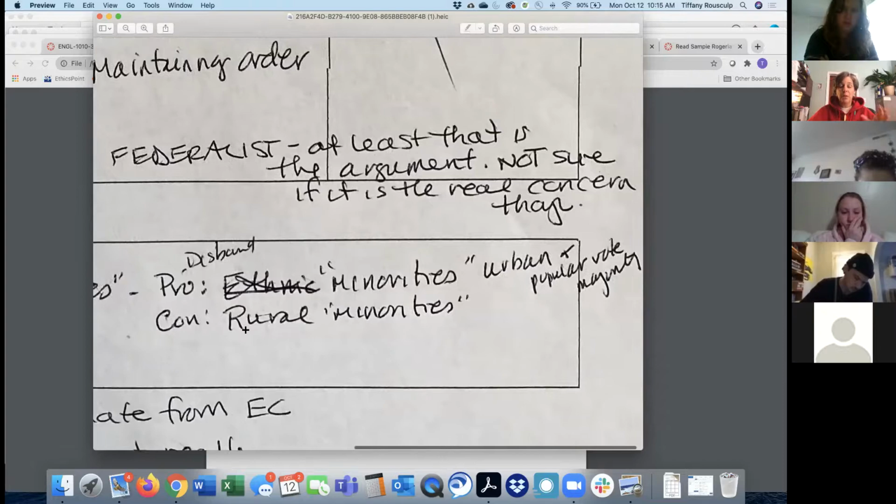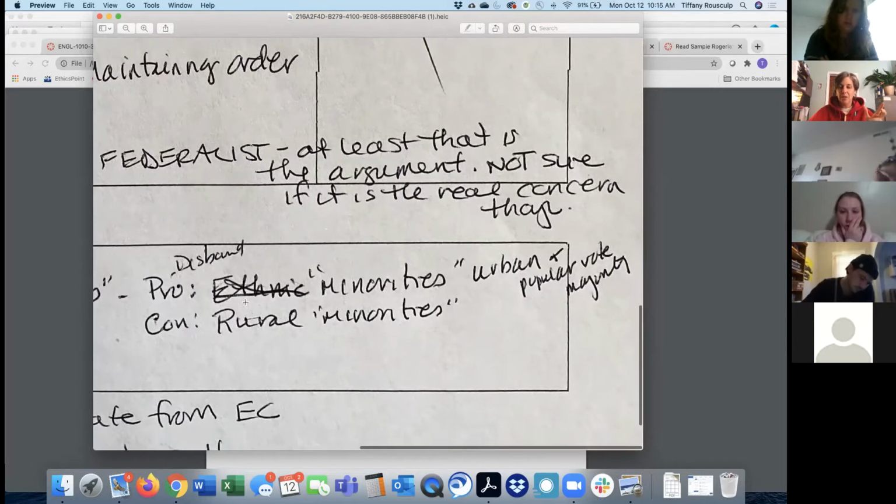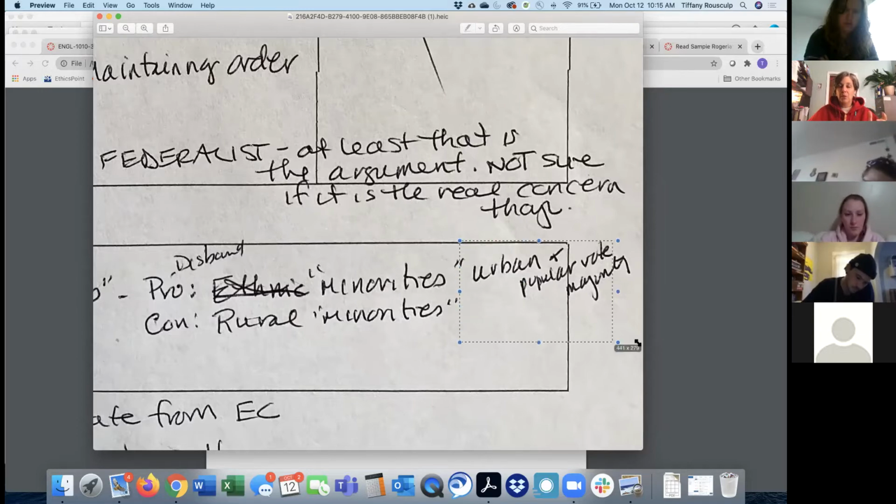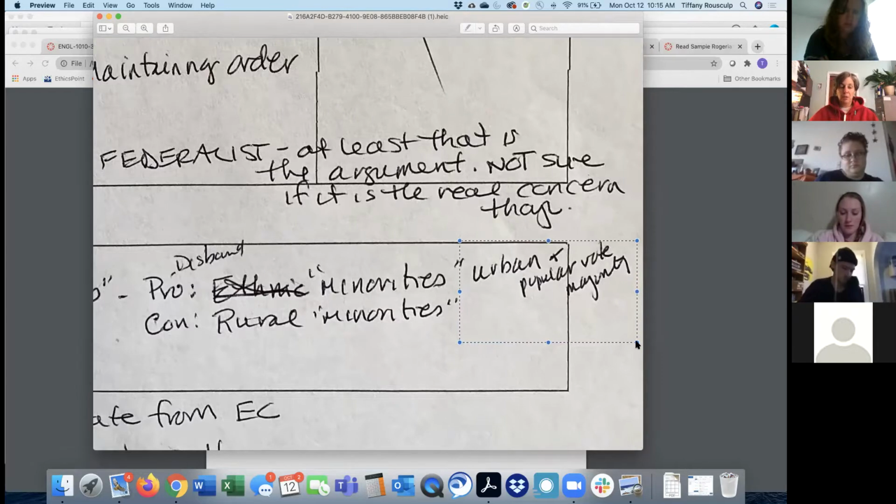At first I was thinking, okay, the Electoral College is looking at ethnic minorities, but then I kept working and I was like, no, that's not what they're talking about. What the pro-disbanding the Electoral College side feels about protecting minorities is they are concerned with the urban and the popular vote majority. And the way that they have it constructed in their mind is that if the popular vote goes one way and the electoral vote goes another way, then all those people who voted in the popular vote are suddenly a type of minority and they need to be protected.